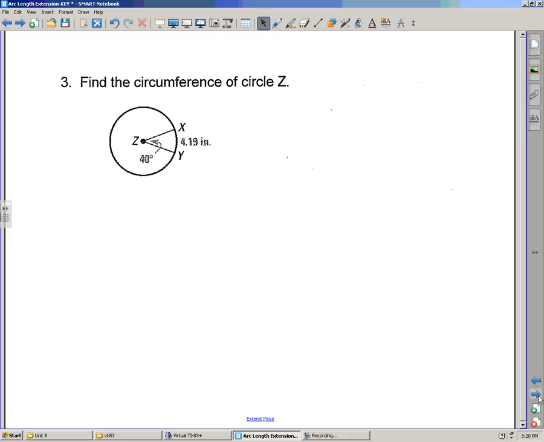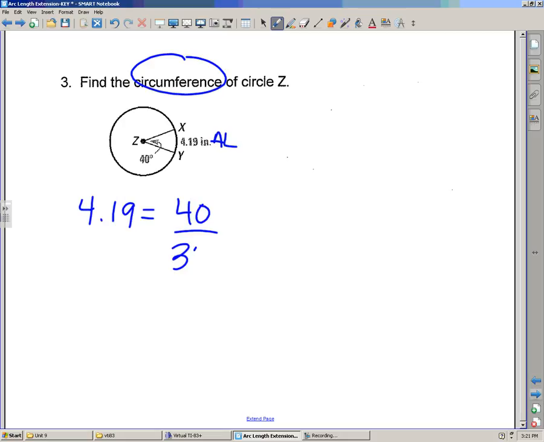Let's try this next one. Find the circumference of the circle. Well, the circumference is a part of your formula for arc length, and we actually know the arc length. If it's measured in inches, that is the arc length. So 4.19 equals 40 divided by 360 times the circumference. Well, we need to get the C all alone, so you need to think algebraically about what you want to do.